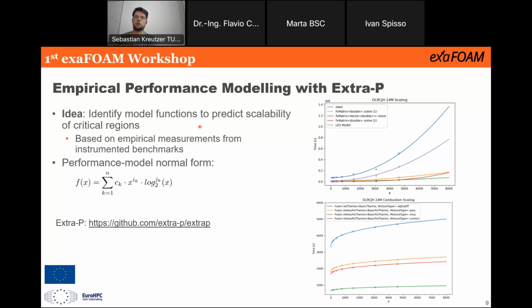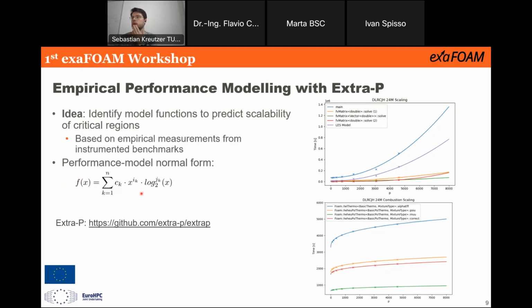And this is based on this performance model normal form. So each model function looks like this. And you have different parameters, which may be the number of processes, for example. And then, based on these parameters and measurements for these parameters, which would be this f function, this normal form is fitted to find a good match for each function.